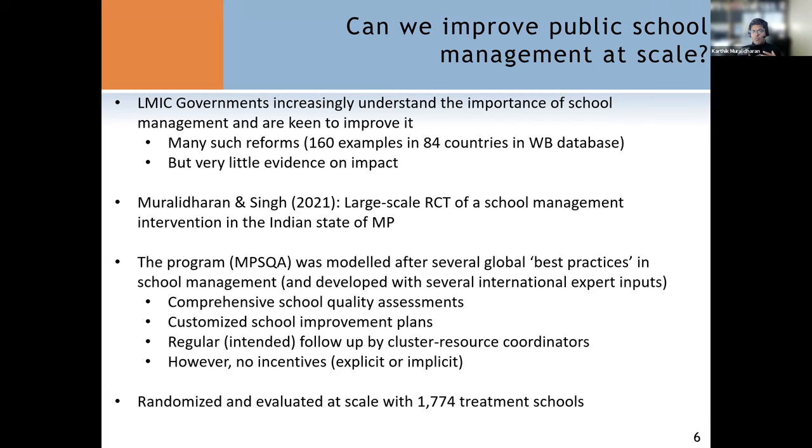And then once you had that, the next step was supposed to be customized school improvement plans that every school was supposed to have based on this assessment, a sense of, okay, this is where we are, this is where we need to go, so what are we going to do and how are we going to get there? And then there was an intended regular follow-up by cluster resource coordinators, but there were no incentives, explicit or implicit. And then there was a piece of community engagement as well, but there were no incentives.